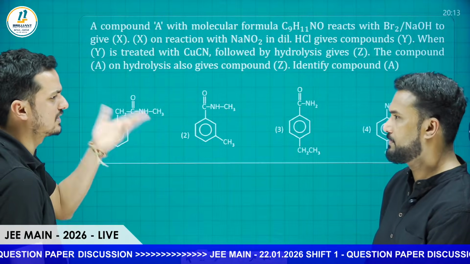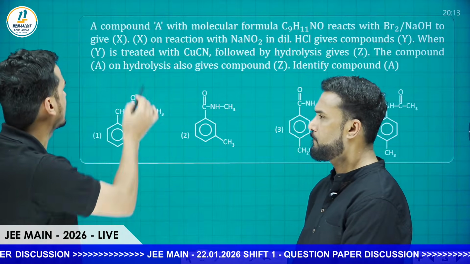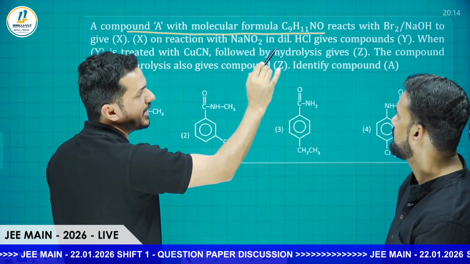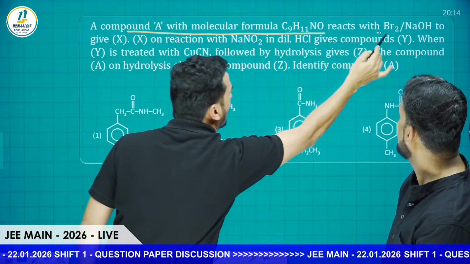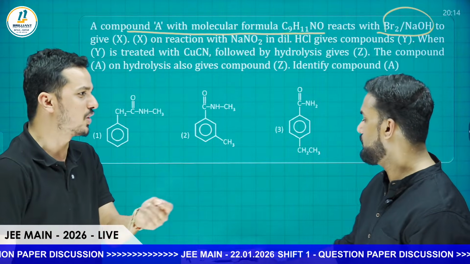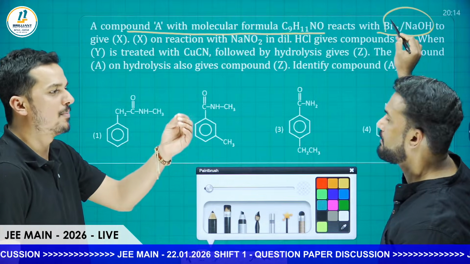I think this is an easy question, they can answer from the question itself. A compound A with the molecular formula C9H11NO reacts with bromine and NaOH. That's the biggest hint you will get. Bromine and NaOH means only one reaction, the Hoffmann bromamide degradation.